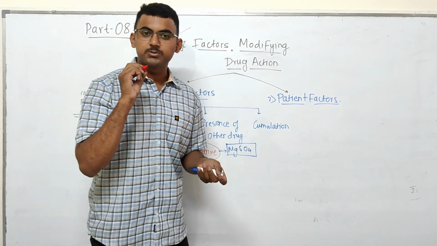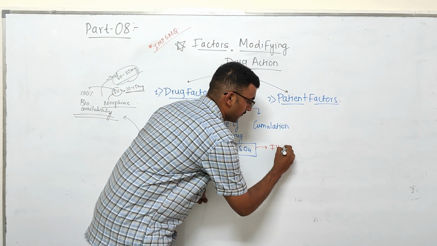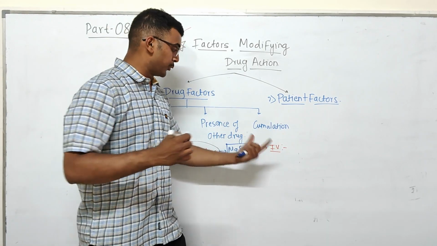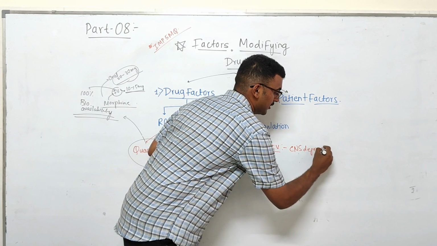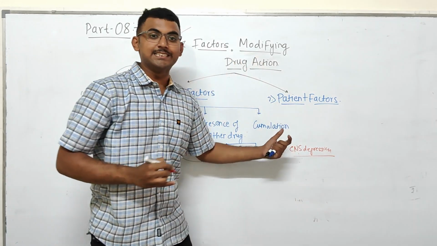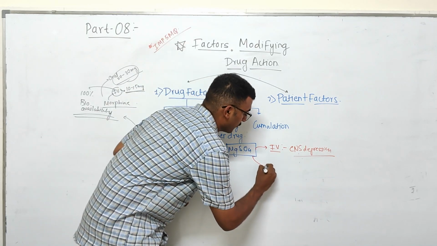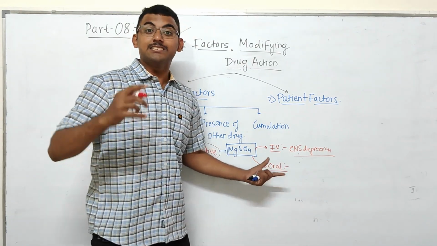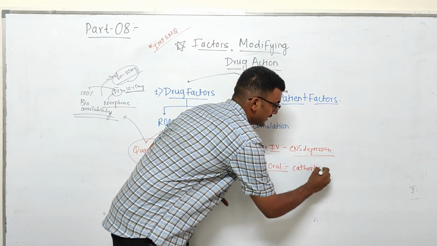So the same magnesium sulfate, when I give it in the form of IV, has an action of CNS depression activity. But the same drug, if I give it by the oral route, acts as a cathartic.